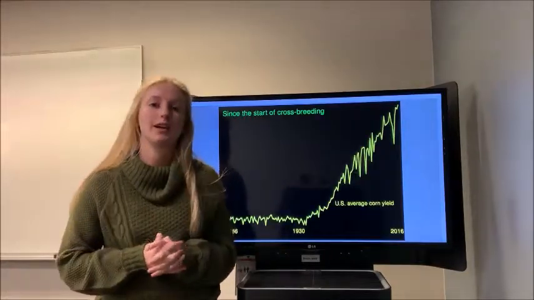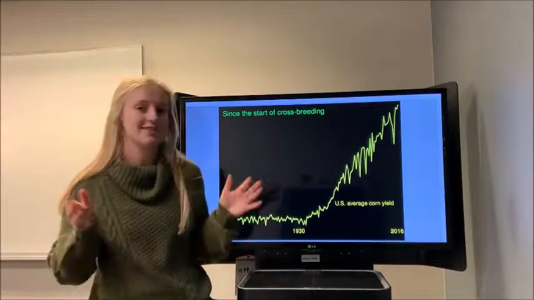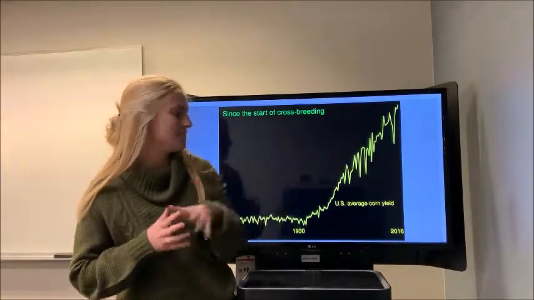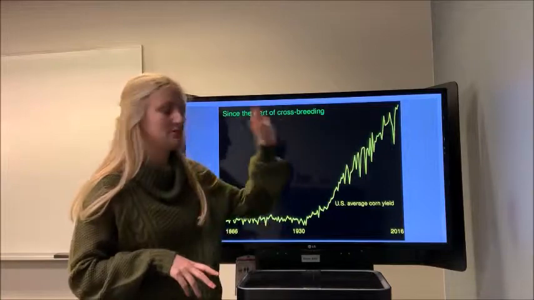We know that crossbreeding has been working really well for us because ever since it began, you can see that the US average corn yield has been extremely increasing.